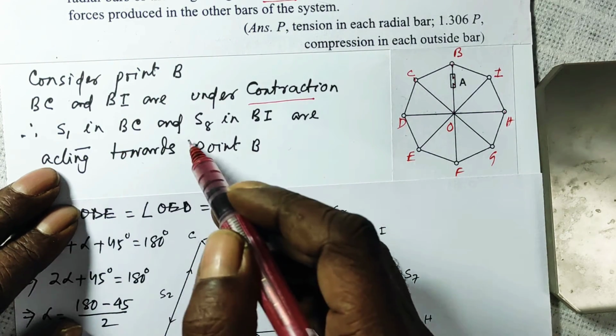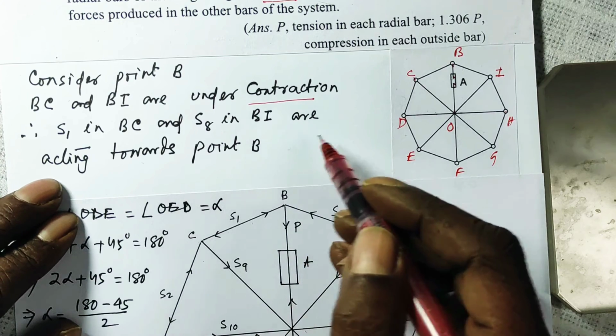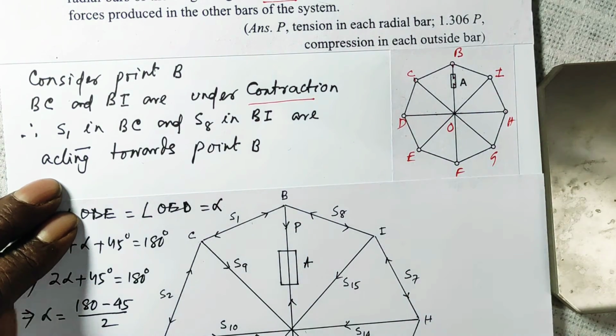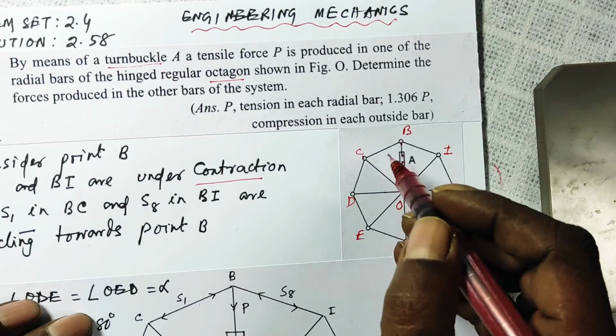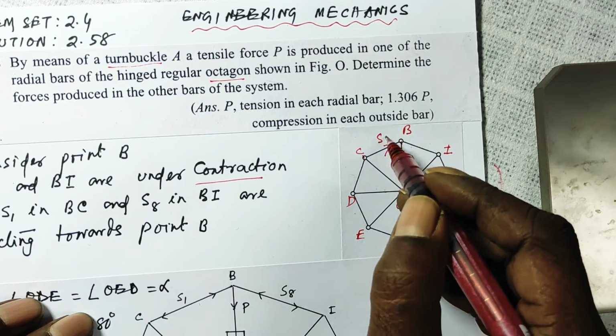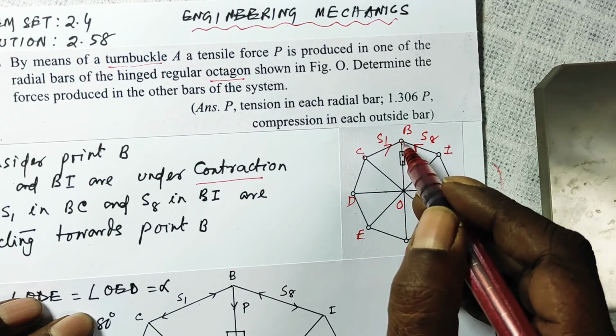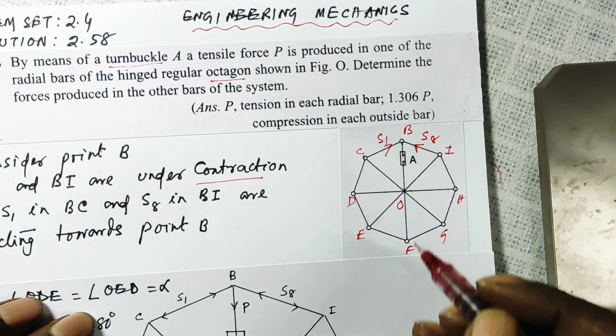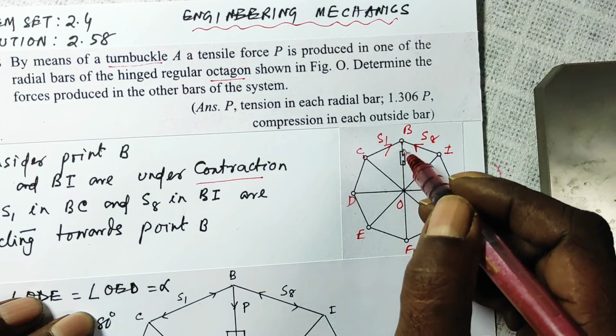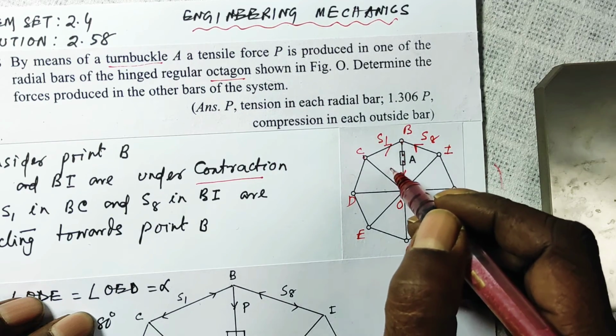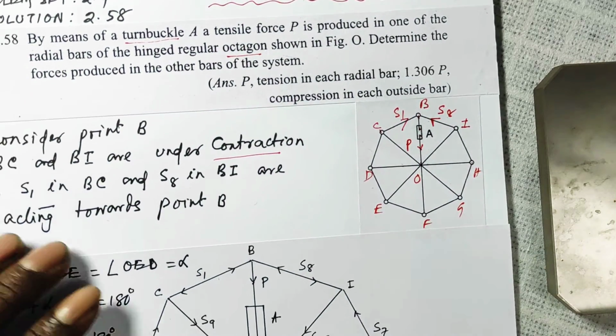So S1 in BC and S8 in BI are acting towards the point. S1 is acting to this side and S8 is acting towards the point B. And P is acting towards this side. Alright.